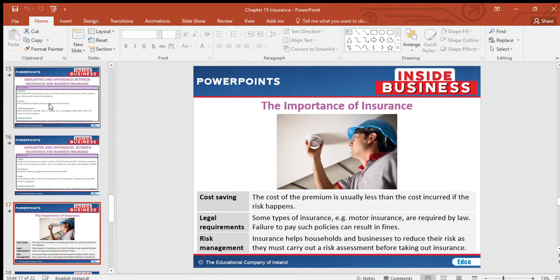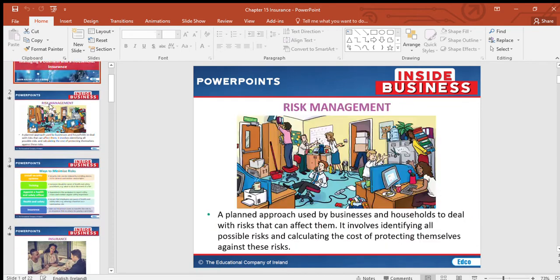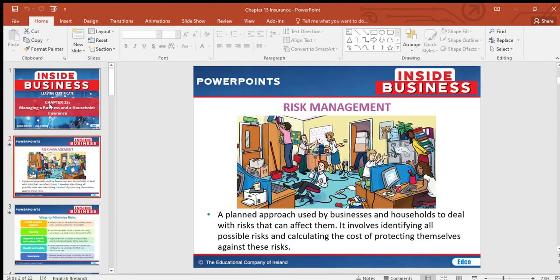Insurance helps households and businesses to reduce their risk by carrying out a risk assessment, and that's quite similar to that first slide I showed there, where there's a million and one things wrong happening in that business. And obviously, as a risk assessment, you might have somebody coming into that business and just looking around the place and saying, okay, so you have this blocking the emergency exit here. They do this in school as well. If you notice in the classroom, for any room that would have an emergency exit, there is no table and chairs directly in front of that emergency exit, because it would be seen as having poor risk assessment.